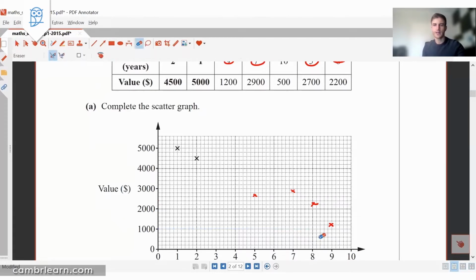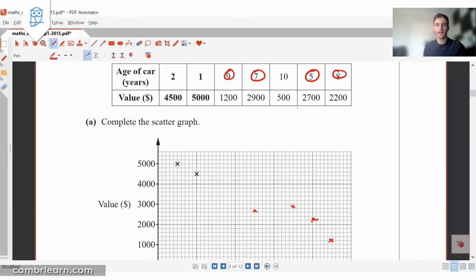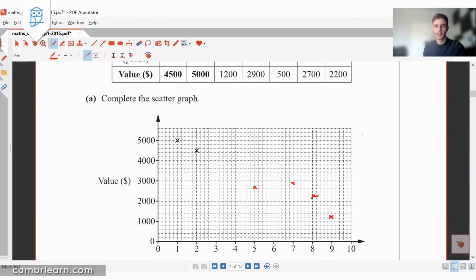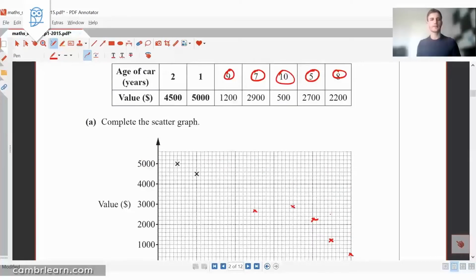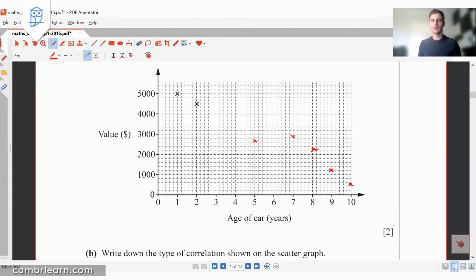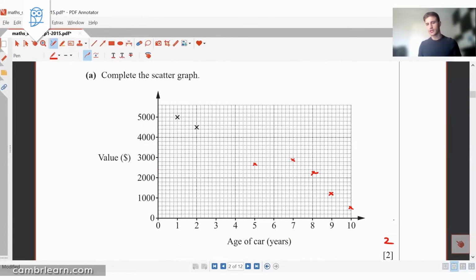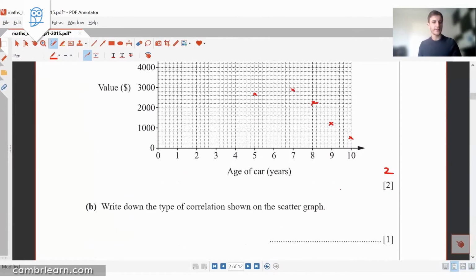Okay, I can erase that. And then for 10, we have 500. Okay, 10 and 500, so this is 2, 4, 500 is over there. Okay, so easy 2 marks. We just plot those coordinates. Okay, plot the age of the cars versus the values.